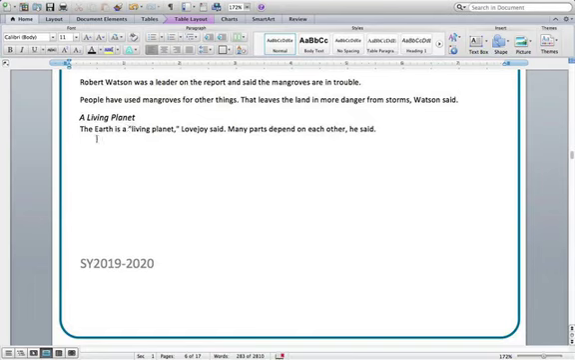A living planet. The Earth is a living planet, Lovejoy said. Many parts depend on each other, he said.